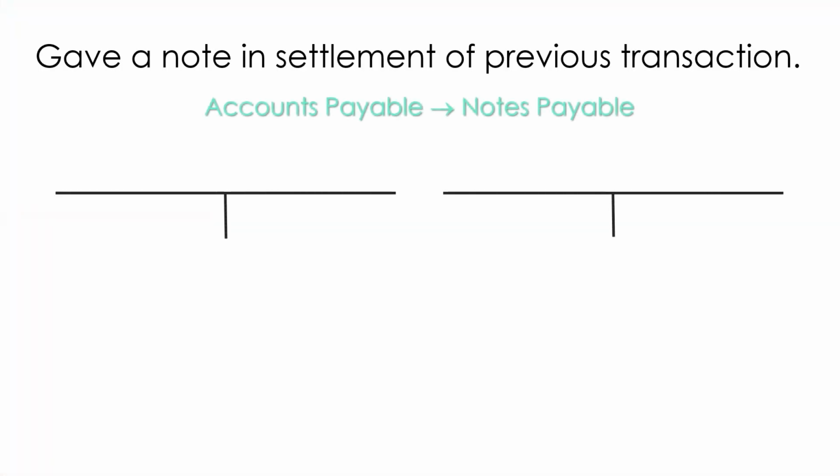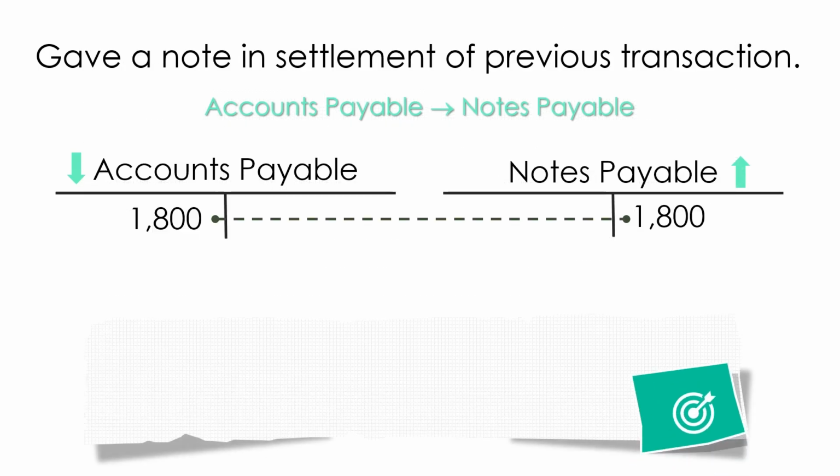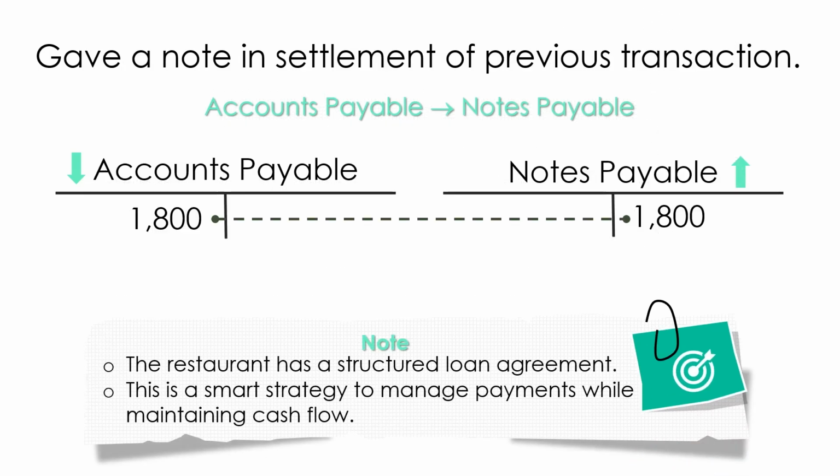Since you're shifting the liability from accounts payable to notes payable, we need to make an adjustment. First, we debit accounts payable for $1,800, reducing the amount owed to suppliers. Then we credit notes payable for $1,800, recording the new liability in the form of a loan. This way, instead of owing the supplier directly, the restaurant now has a structured loan agreement. It's a smart move to manage payments while keeping cash flow in check.